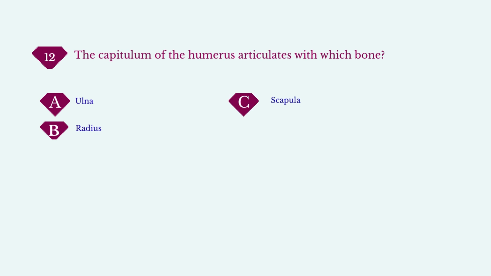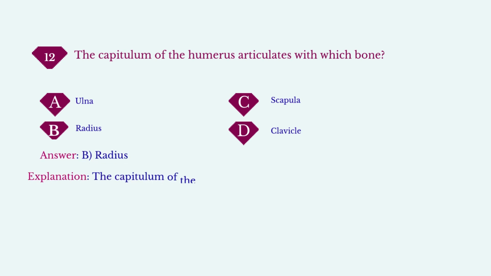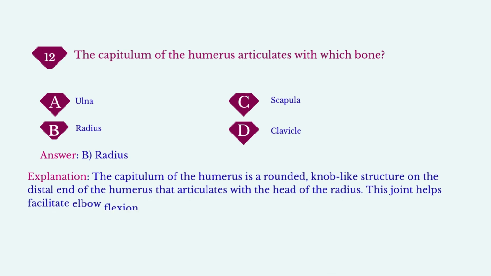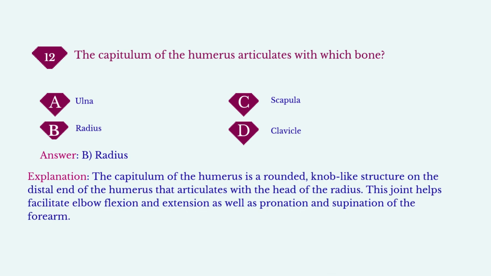The capitulum of the humerus articulates with which bone? A. Ulna. B. Radius. C. Scapula. D. Clavicle. Answer: B. Radius. Explanation: the capitulum of the humerus is a rounded, knob-like structure on the distal end of the humerus that articulates with the head of the radius. This joint helps facilitate elbow flexion and extension as well as pronation and supination of the forearm.